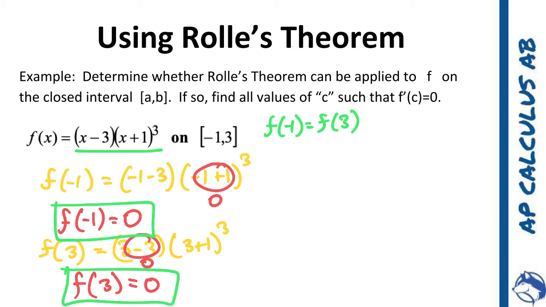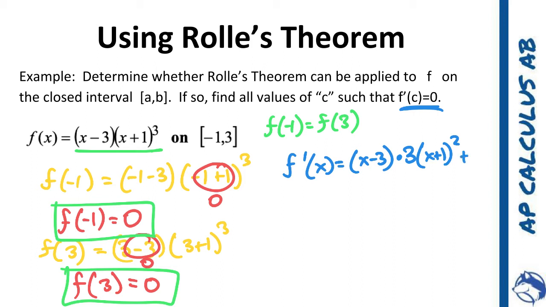So I'm trying to find all of the spots where f prime of c is equal to 0. So let's take the derivative. With this, I'm going to do the first one times the derivative of the second one, which is 3x plus 1 squared, plus the second one, x plus 1 cubed, times the derivative of the first one, which is just going to end up being 1. So I'm going to simplify this.